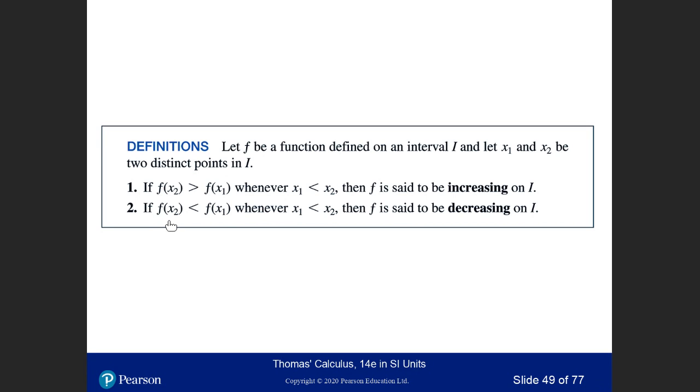If f of x2 is less than f of x1 whenever x1 is less than x2, then we say that f is decreasing on I. As you can see, as we increase x from x1 to x2, the function decreases. So you can have increasing and decreasing functions. Sometimes certain functions increase in some intervals and decrease in some intervals. So it's important to know these if we try to graph the function.